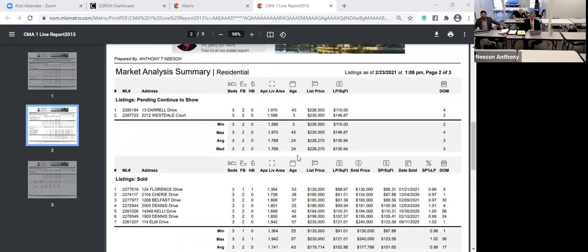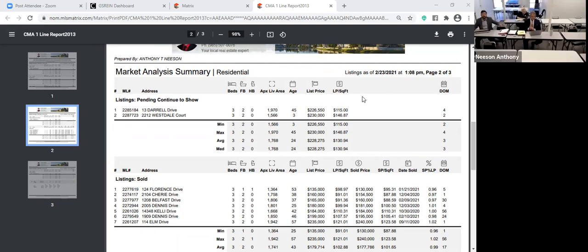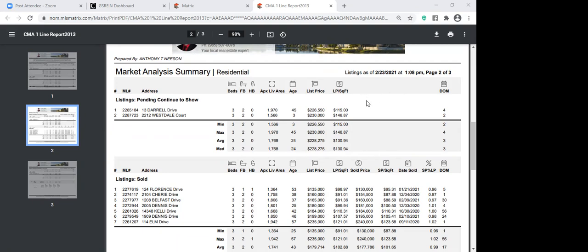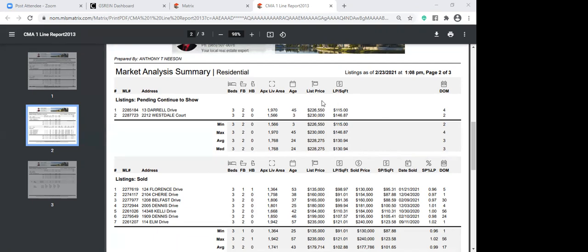What does the listing pending continue to show tell me about the property? What people are willing to pay for a similar property. All right, so be careful with that. Do you know what it's under contract for? No. But can we assume it's probably close to this number? Probably. I would say between 3 and 5%.